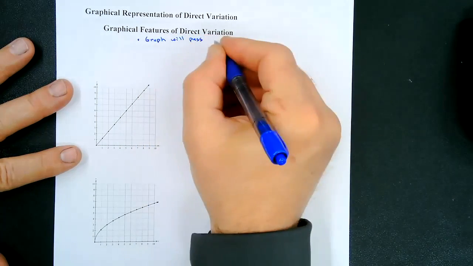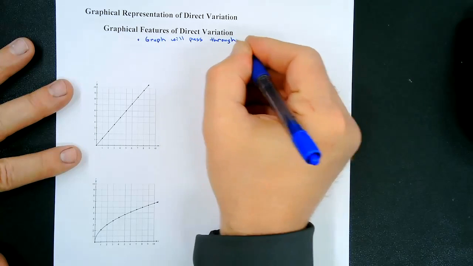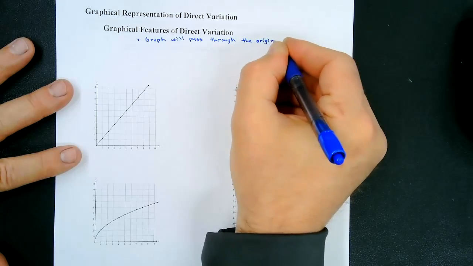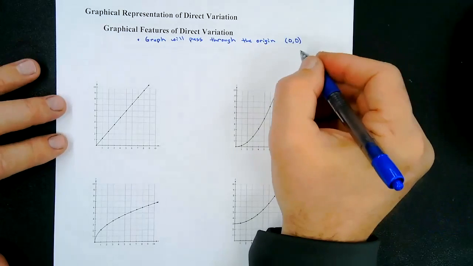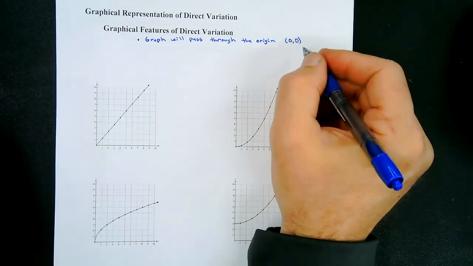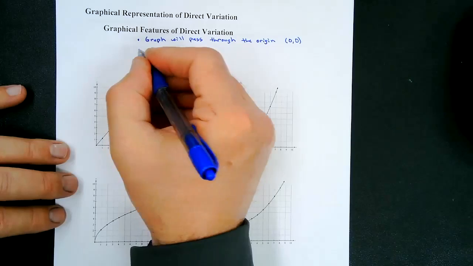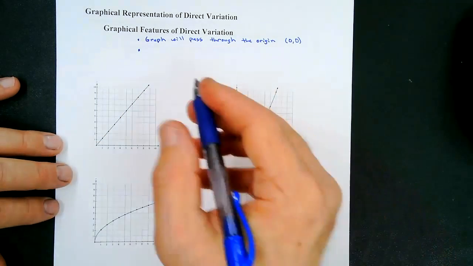Has to do that, okay? So the graph will pass through the origin. And what I mean by origin, if you don't remember that, that's the 0, 0. Okay, so if it doesn't go through the origin, then it's not direct variation, okay? The other thing that happens is as x increases, y also increases.